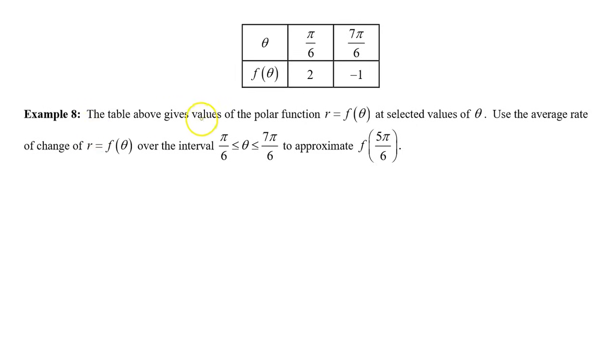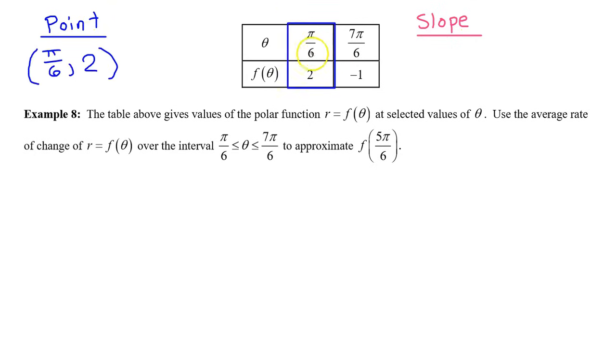Example 8. The table above gives values of the polar function r equals f of theta at selected values of theta. Use the average rate of change of r equals f of theta on the interval from pi over 6 to 7 pi over 6 to approximate f at 5 pi over 6. To write the linear equation which we will use to estimate this value, we are going to need a point and the slope. For the point, we can use any known input-output pair. Let's use the input-output pair pi over 6, 2. Notice I'm treating this like rectangular coordinates. I'm not doing r, theta.